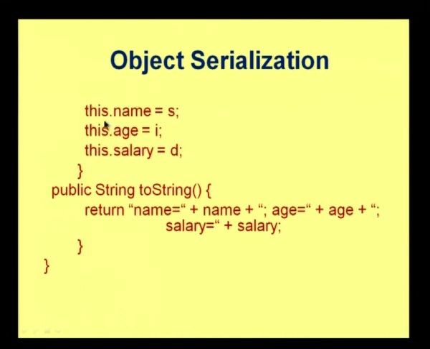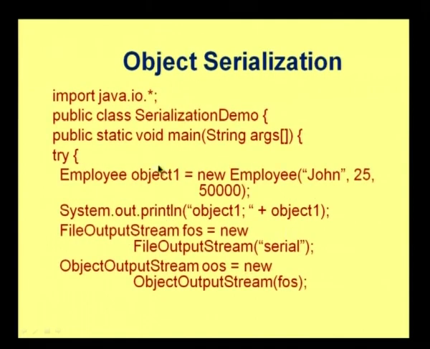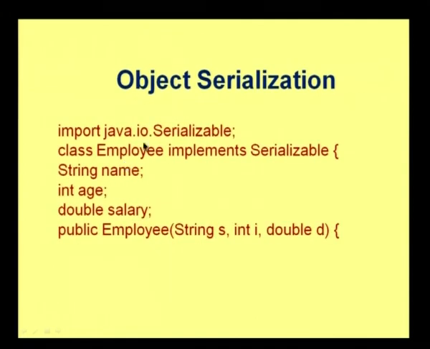So this.name, this represents the current object. I am trying to assign all the values. Then we have a method, public String toString method. This toString method will return the entire object state, that is, name is equal to whatever name you have assigned, age is equal to whatever age you have assigned, and the salary. So now you can see that I have created an Employee class which implements the Serializable interface.